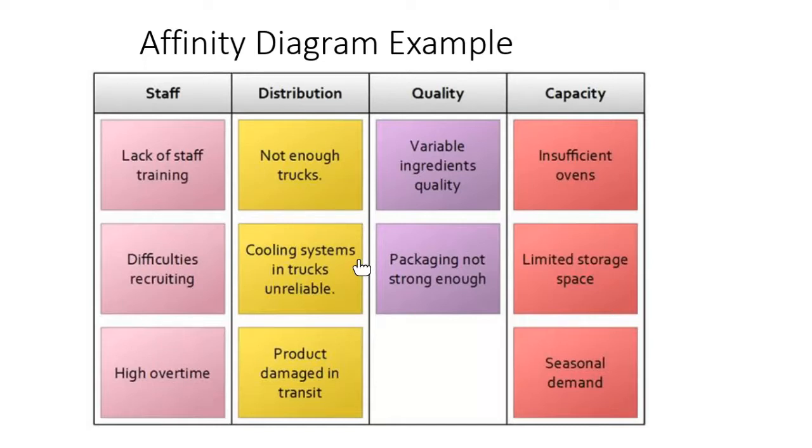If you have specifications for food or material, they need to be kept at a certain temperature. Product damaged in transit. The quality: variable ingredient quality. So you have to have a consistent ingredient quality for your vegetables or whatever you are using in that restaurant. Packing not strong enough, and that also may affect the quality of the ingredients. The capacity: insufficient ovens. That means you don't have enough to bake or to provide the quantity that is needed on time. Limited storage space, seasonal demand. For example, sometimes you have high orders and sometimes you don't.